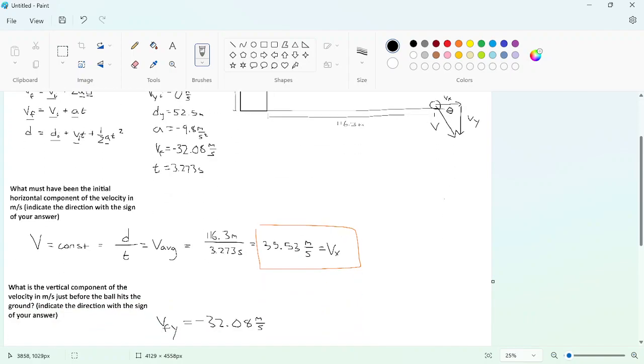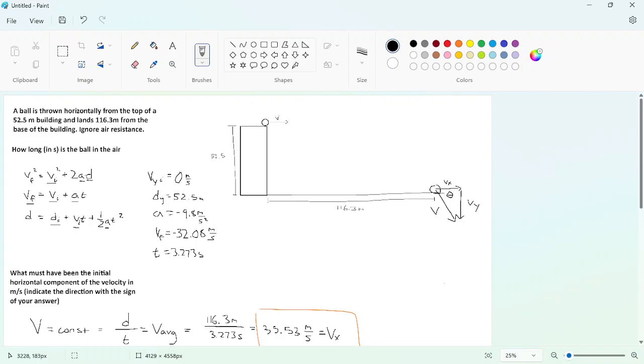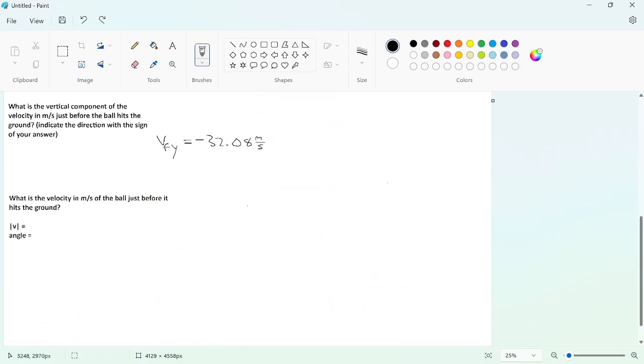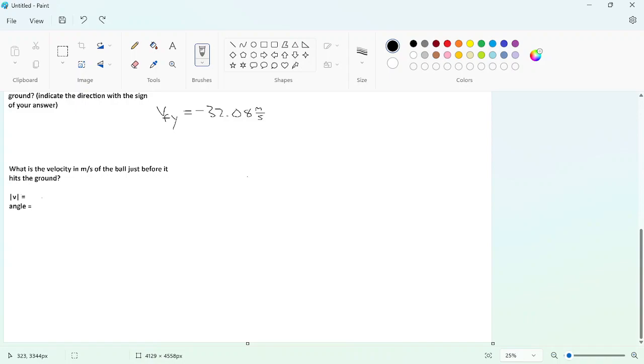You can see that its velocity is like this. So it's going to be going towards the ground in this direction. So we should expect an angle in this quadrant. Okay, so how do we calculate the magnitude?